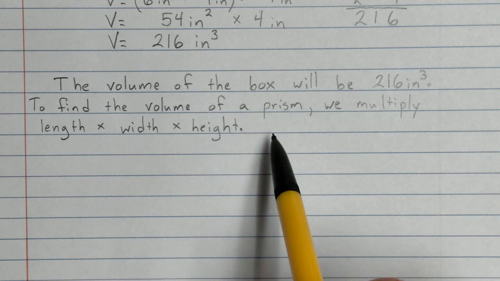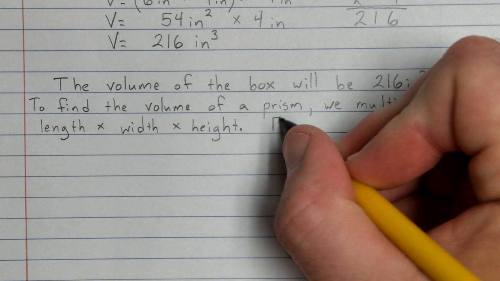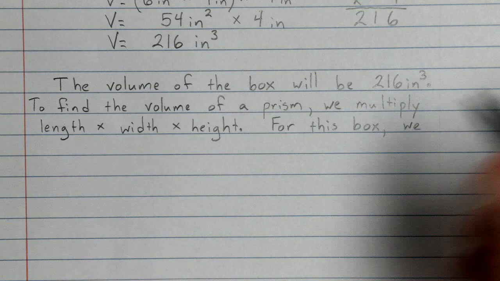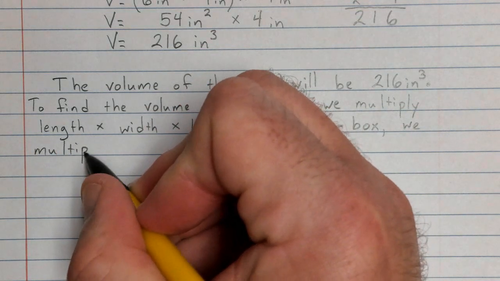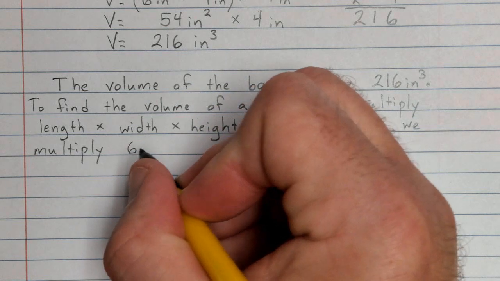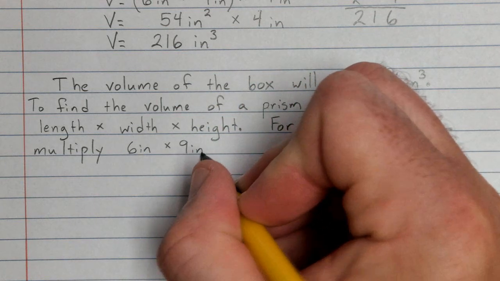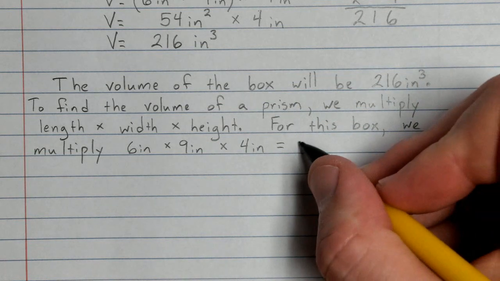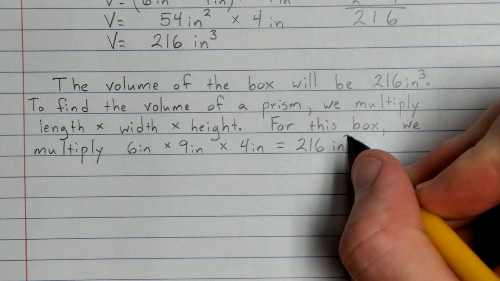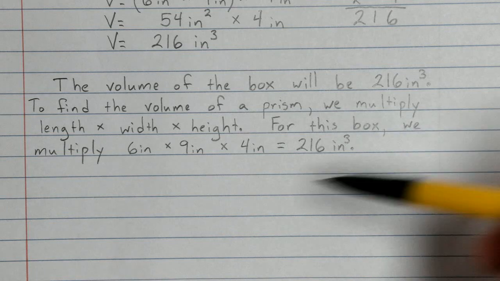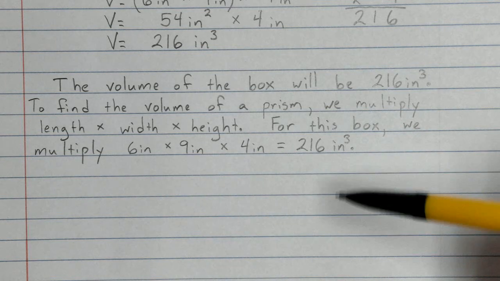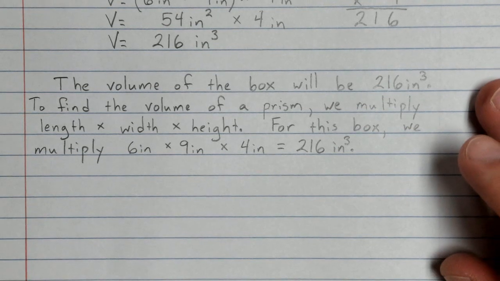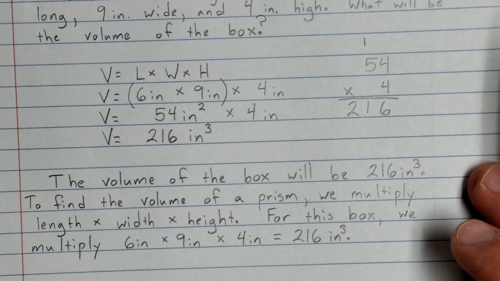Okay. For this one in particular, for this box, we multiply 6 inches times 9 inches times 4 inches, which we know equals 216 inches cubed. Now the end of this sentence is a little bit of a cheat because we go ahead and we turn it into a number sentence. But that's okay. That'll still work just fine. We have properly answered this item.